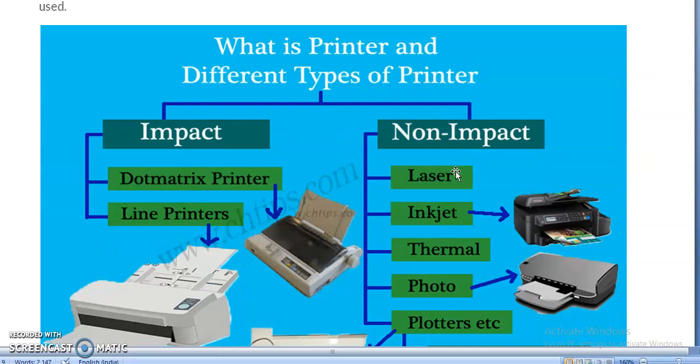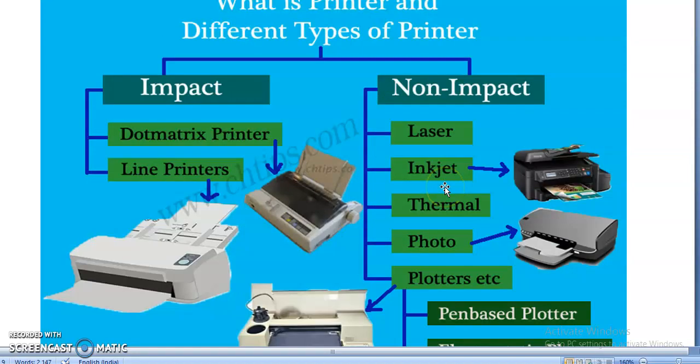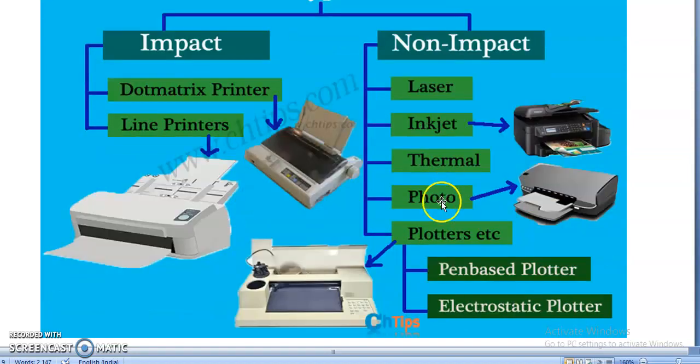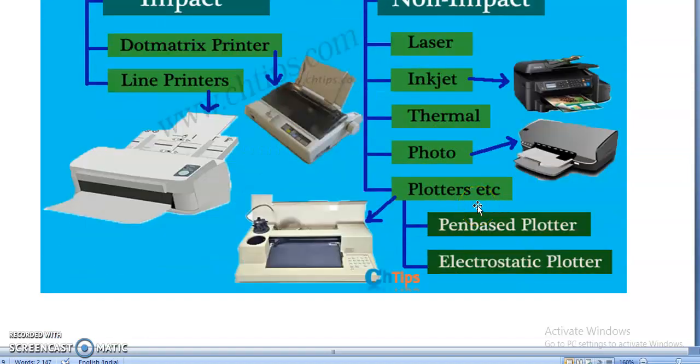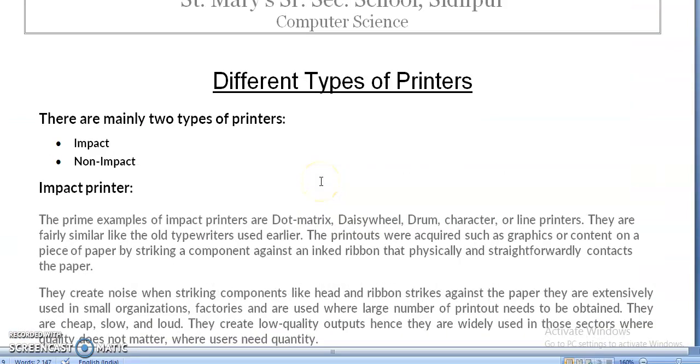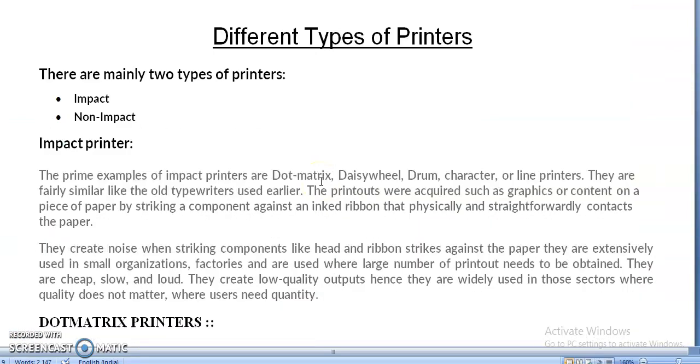So with this diagram, we will see the different types of printers: impact printer, non-impact printer, dot matrix and line printers, and in non-impact, laser printer, inkjet printers, thermal, photo, and then plotters are also examples of printers that we have already studied in our previous class. And these are pen-based plotters and electrostatic plotters. So two different types of printers are impact printer and non-impact printer.